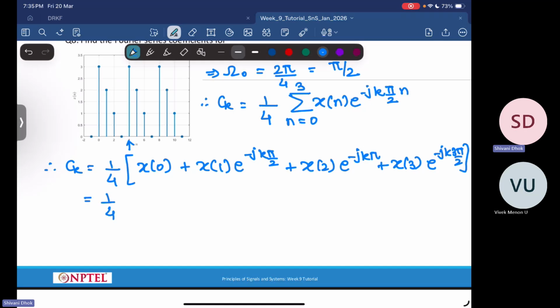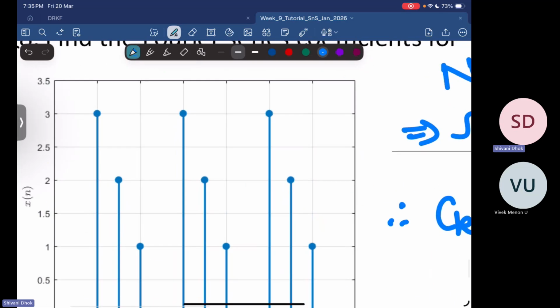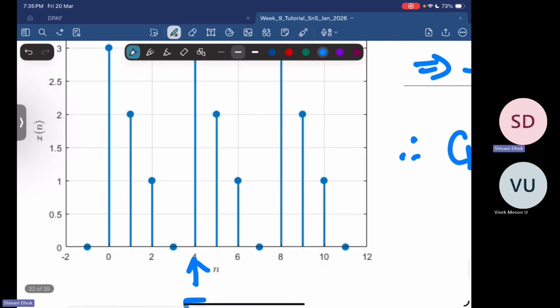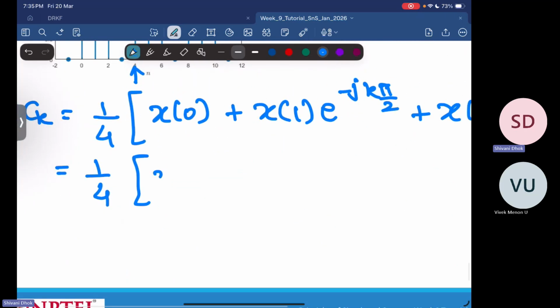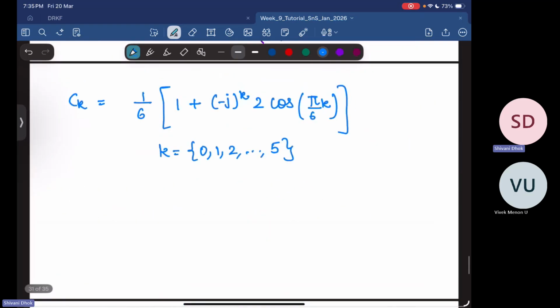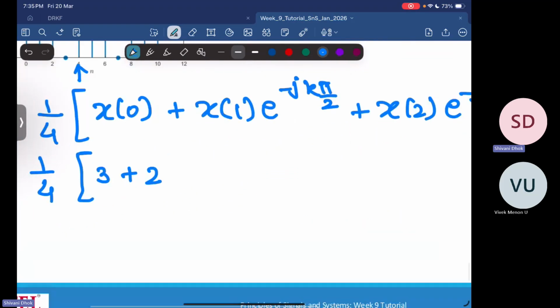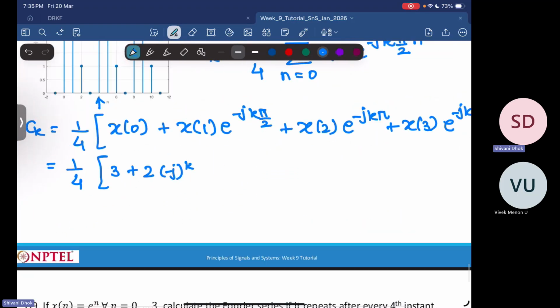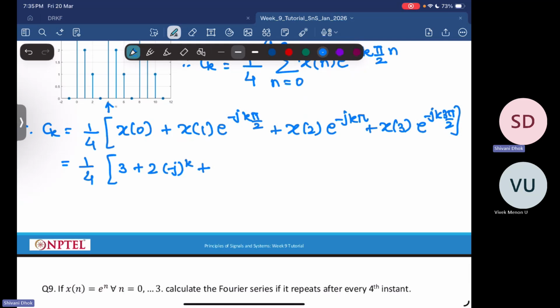Now here x of 0 is what? x of 0 is 3, x of 1 is 2, x of 2 is 1 and x of 3 is 0. So we get 3 plus 2 times e power minus j k pi by 2. We have just seen in the previous question that it is minus j to the power k, plus your x of 2 is 1. So 1 into e power minus j k pi, that is equal to minus 1 to the power k, and this is for k equal to 0, 1, 2 and 3. Okay, is it clear?